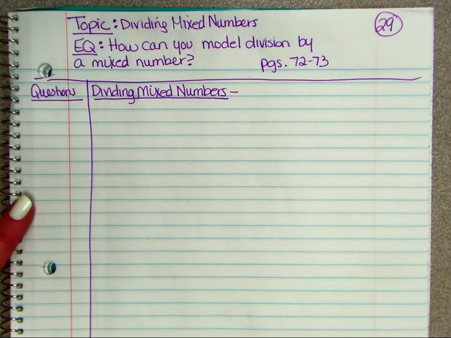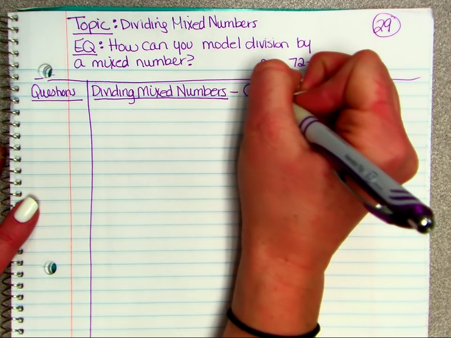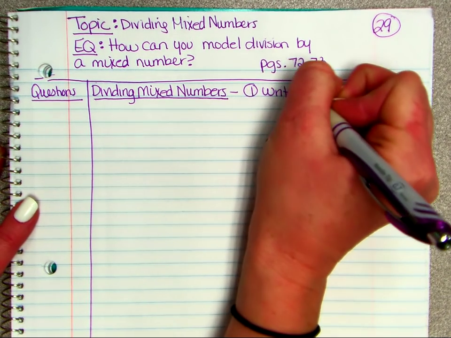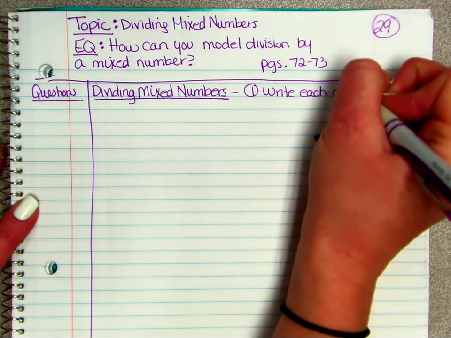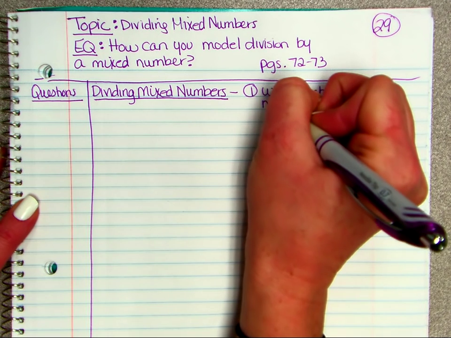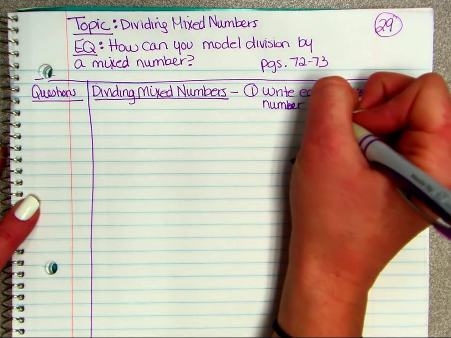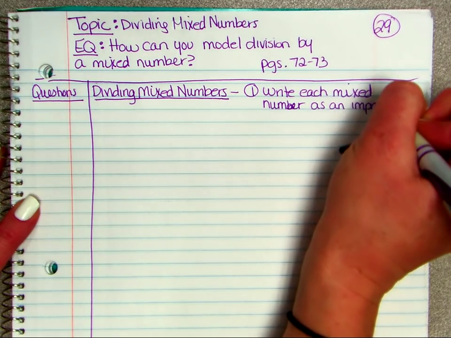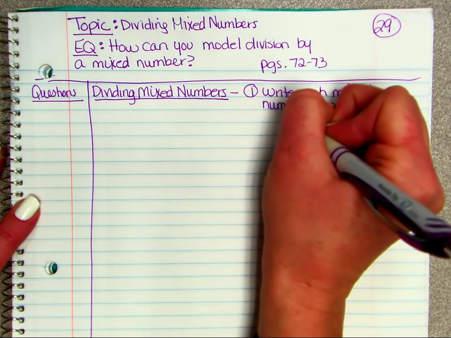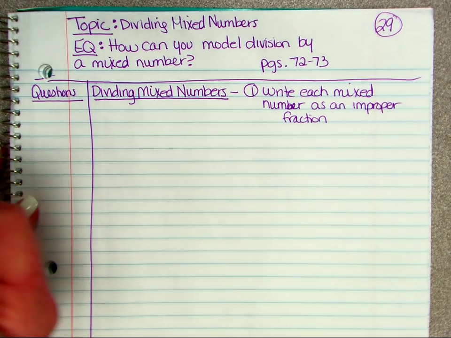Dividing mixed numbers. There are 3 steps that you need to remember. The first thing you need to remember is you need to write each mixed number as an improper fraction. So you always convert whatever mixed number you have to an improper fraction. So let's look at what that would look like.